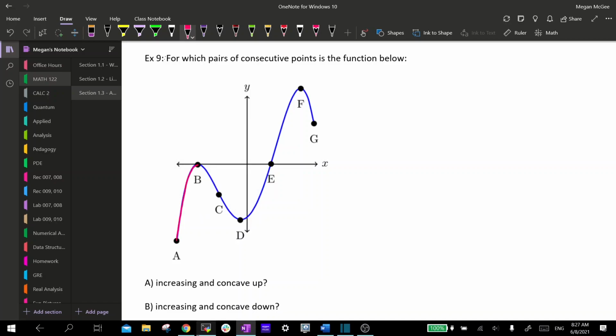So we're increasing between A and B. We're increasing between D and E. We're increasing again between E and F. Alright, so those are all of our increasing areas. So now what about concave up? Well, A and B is not concave up, so we're going to go ahead and get rid of that. E and F is not concave up. So that leaves us with between D and E. D and E is where we are both increasing and concave up.